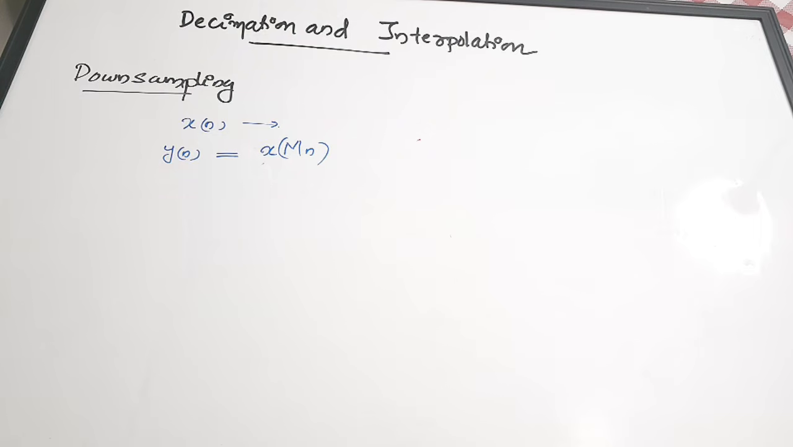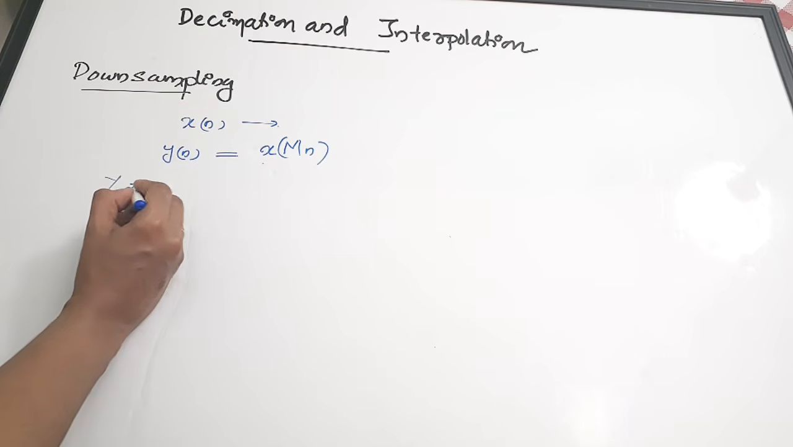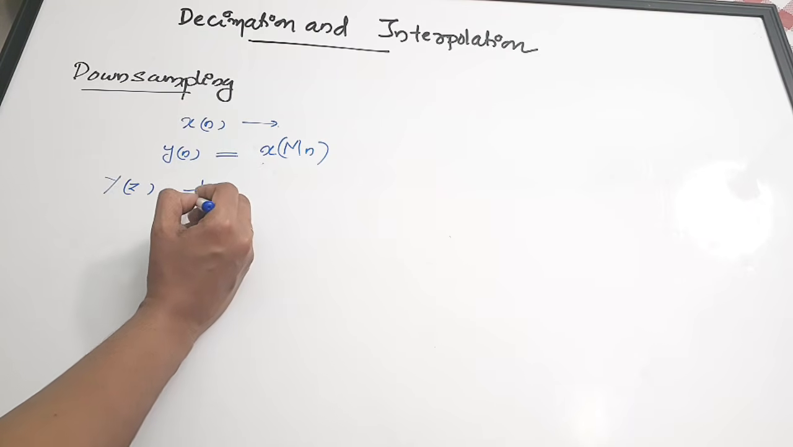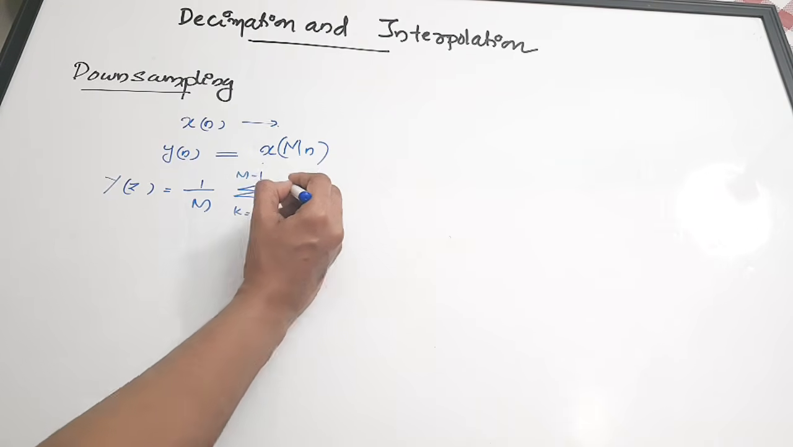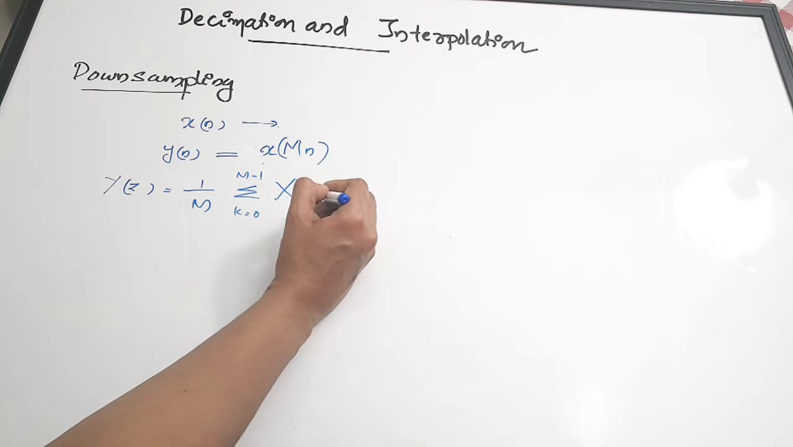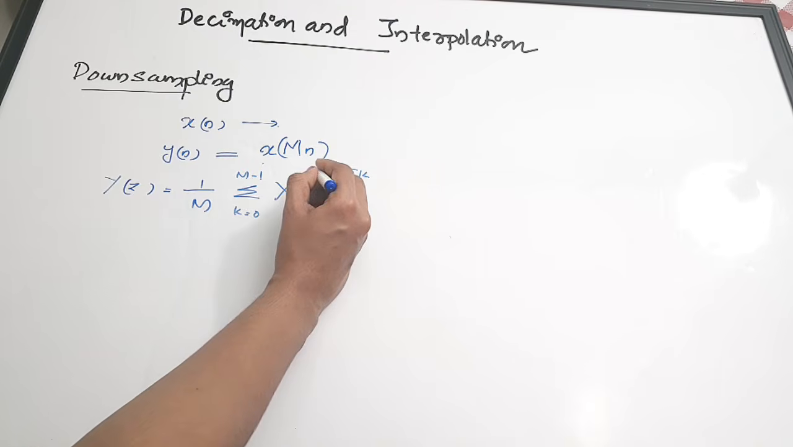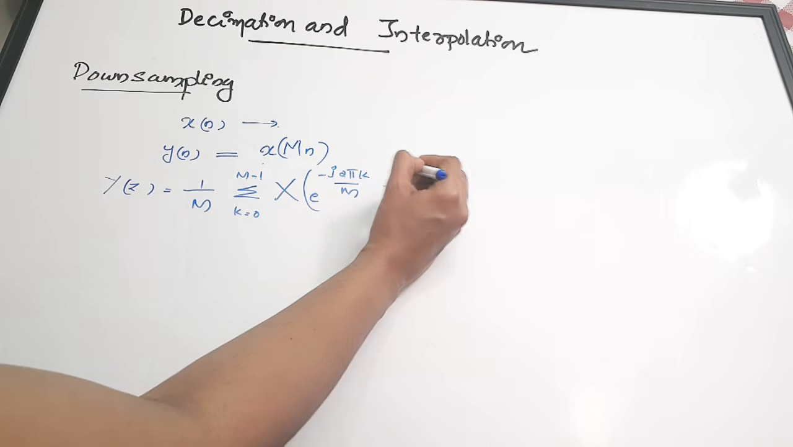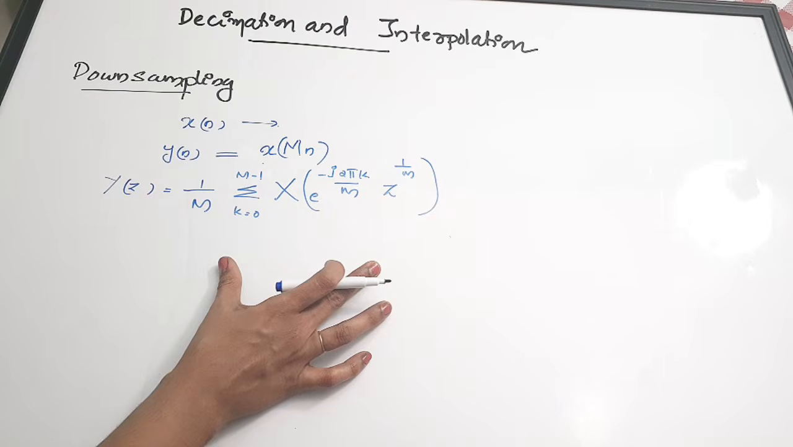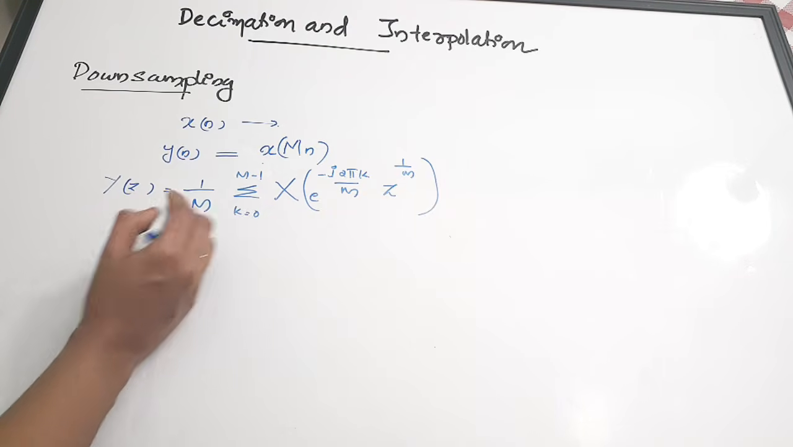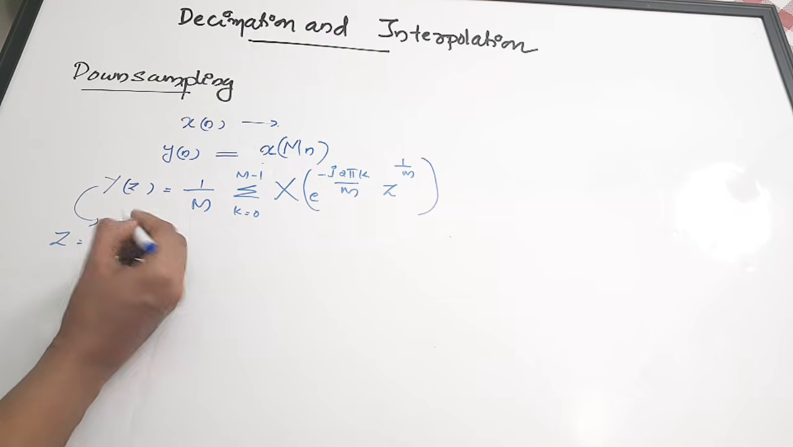Now let us try to write the Z transform of this signal. So you'll get y of z equal to 1 by m sigma k equal to 0 to m minus 1 x of e raised to minus j 2 pi k by m into z raised to 1 by m. So you are going to give this to the Z transform function and you will be getting an equation like this.